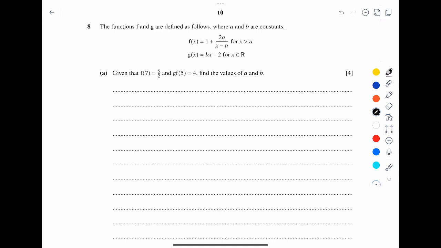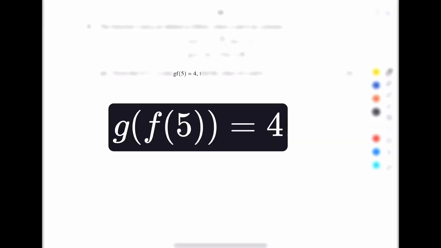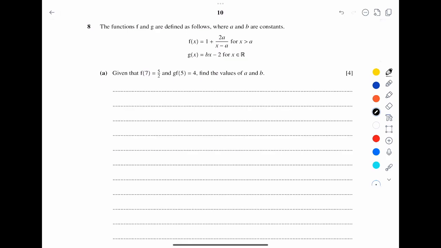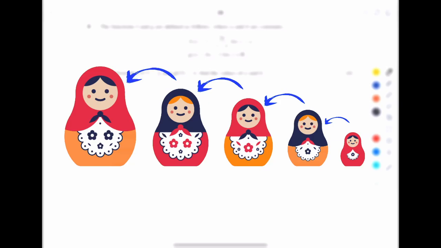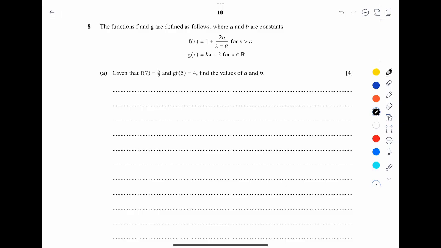So here we have a classic composite functions type of question, where we're given a value for f of x and then g of x, which includes f of x. The best way to think about these types of questions is almost like a reverse Russian doll, where instead of expanding out, we start inwards and build up.